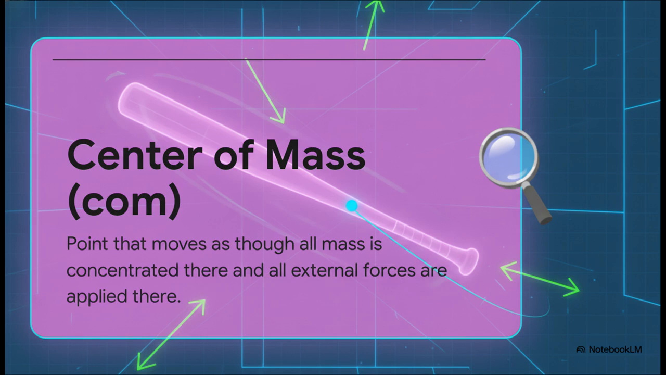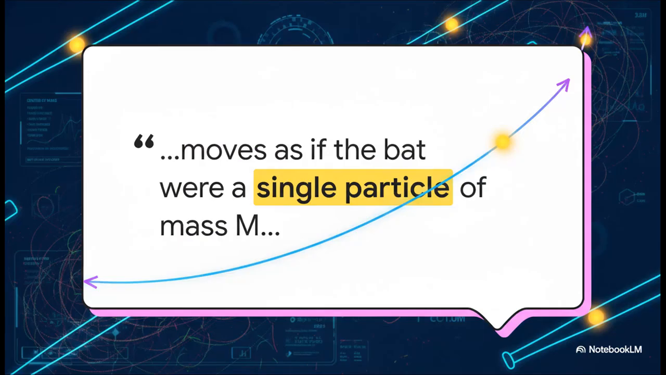So the really crucial takeaway is that no matter how wildly an object is spinning around, just like that baseball bat, this single holographic dot tracks perfectly through space, exactly like a simple particle. This quote really hits the nail on the head regarding the power of this concept. "The center of mass of the bat moves as if the bat were a single particle of mass m with net force acting on it."